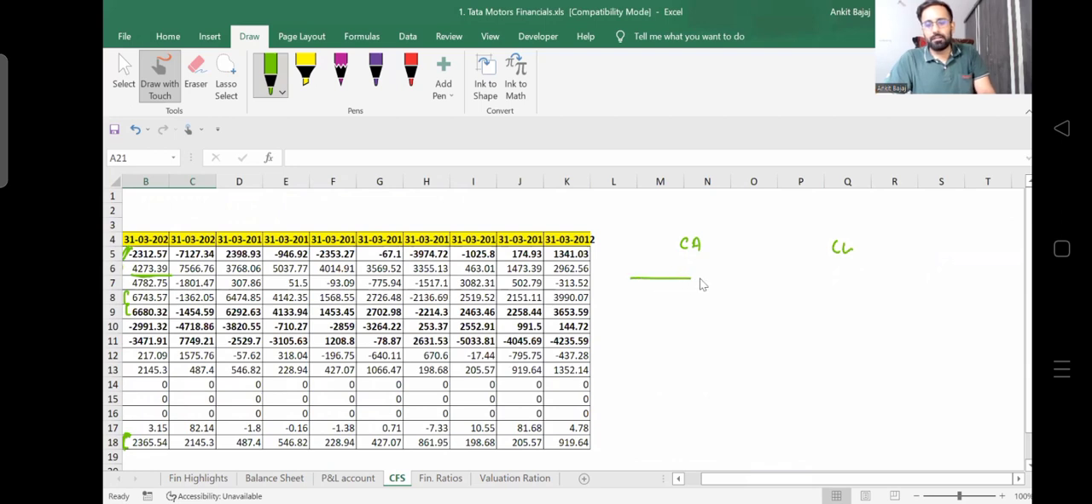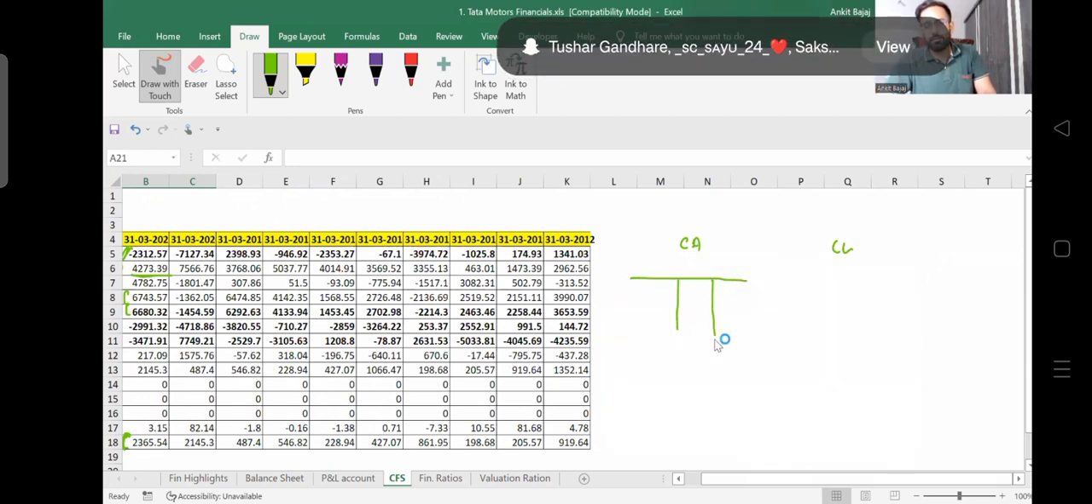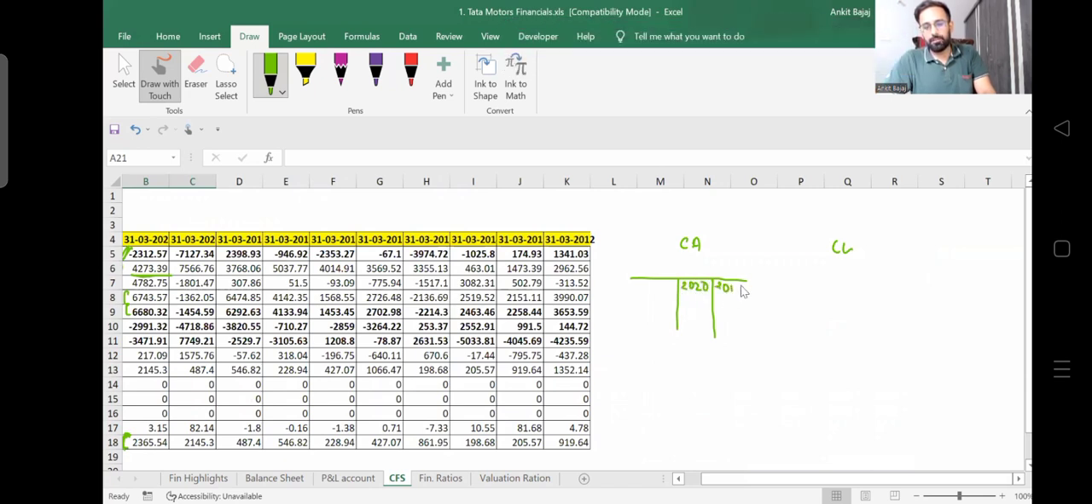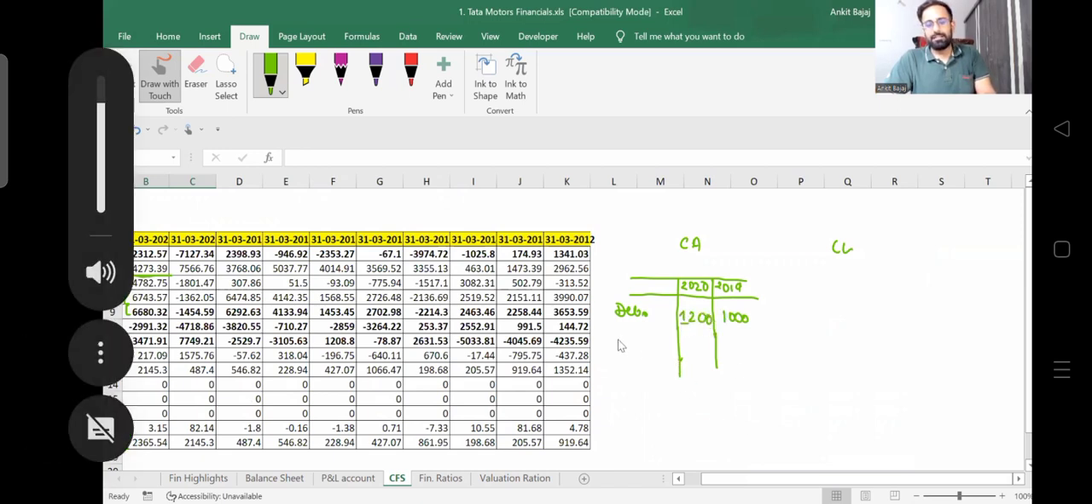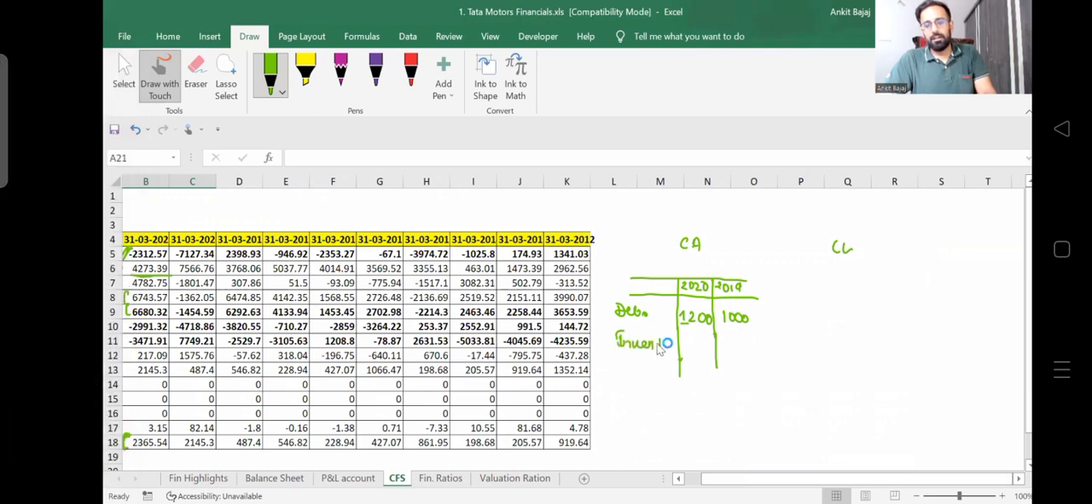Now I'll draw one balance sheet for you for your better understanding. Here, this is the balance sheet for year 2020 and 2019. In year 2019, the company had a debtor balance of 1,000 crore rupees. In year 2020, the company had a debtor balance of 1,200 crore rupees. Further, I will take another item here, inventory. Let's suppose the company had inventory value of 1,500 crores in 2019, and the inventory balance in year 2020 is 1,100 crores.